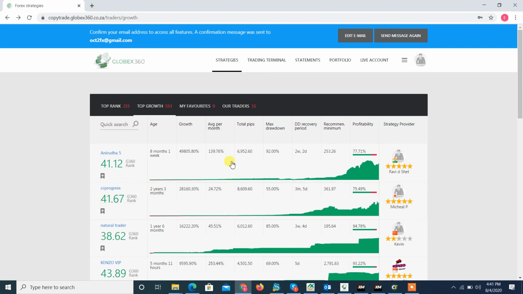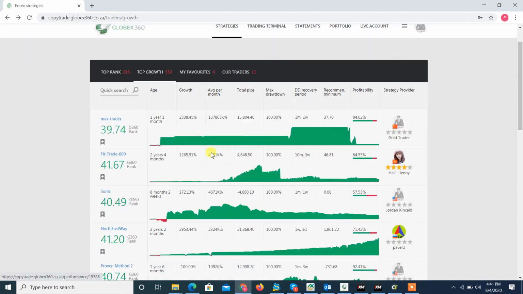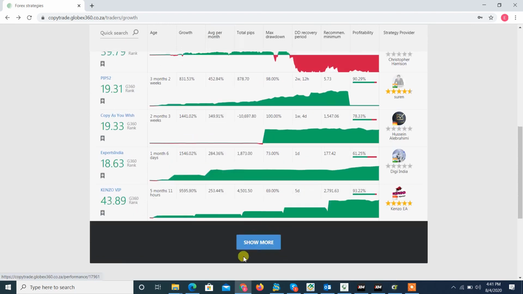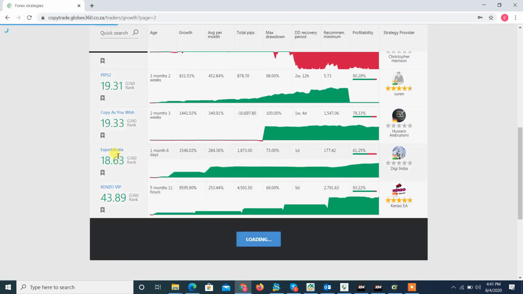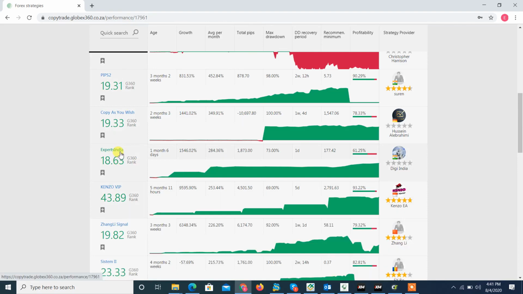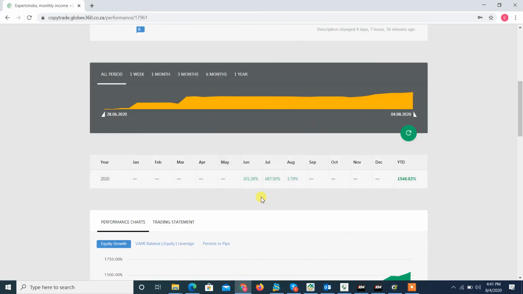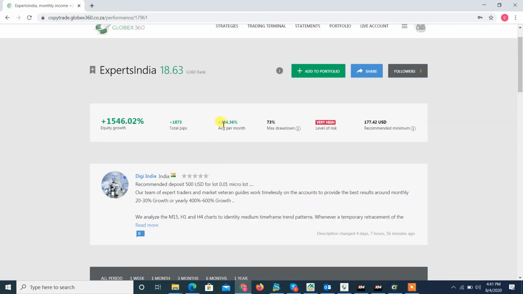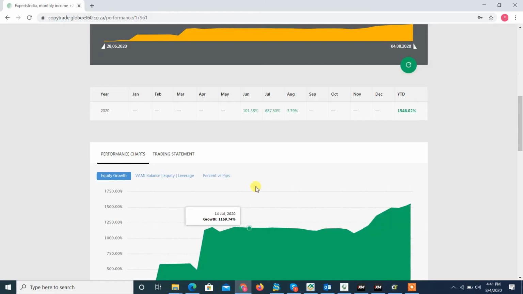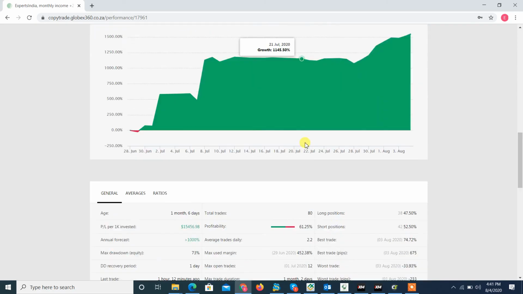And again, you can start sorting it in this way in terms of seeing what the average they're gonna make a month. So I first look at the drawdown, and then I look at the average that the trader is gonna be making me per month. So for example, we can look at this Experts India, right? He's been running, so not too old, but you can see that he's making around 200% a month growth, right? And June he made 100, July he made 600, and so far he's on 37%.